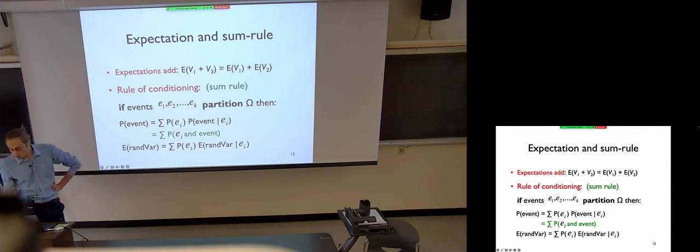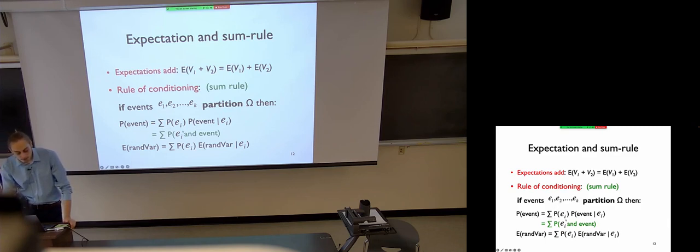There's also the sum rule, also called the rule of conditioning. So if a particular set of events partition a particular outcome space omega, and here by partition we mean, does everyone understand what partition means? Essentially they complete the whole space. If you add them all up together, they cover everything, and also their intersection is the null set.